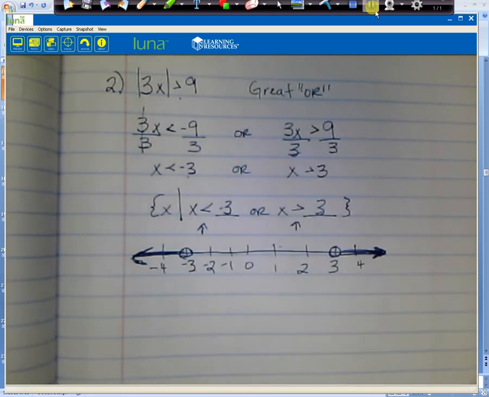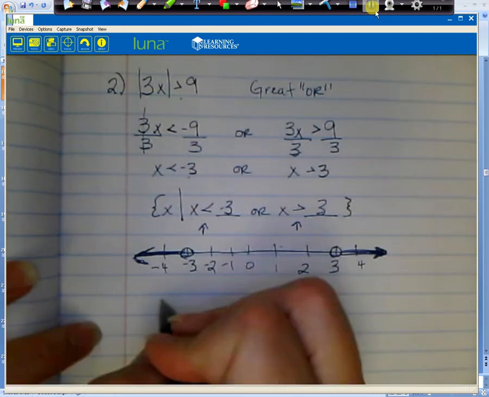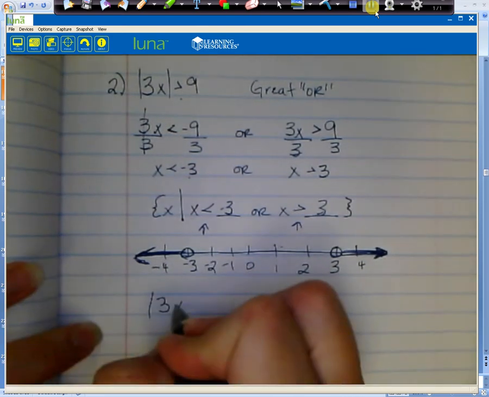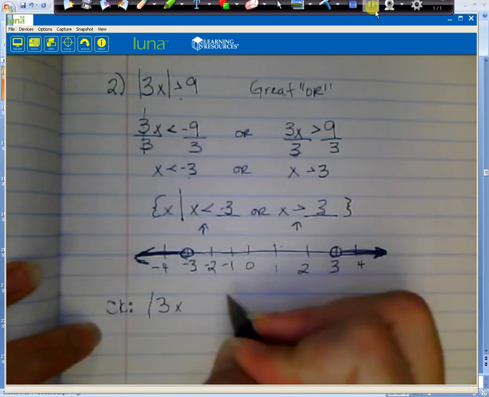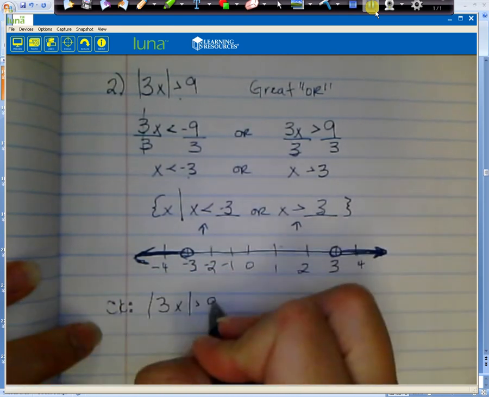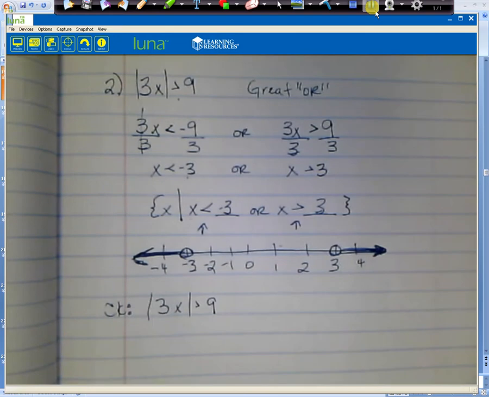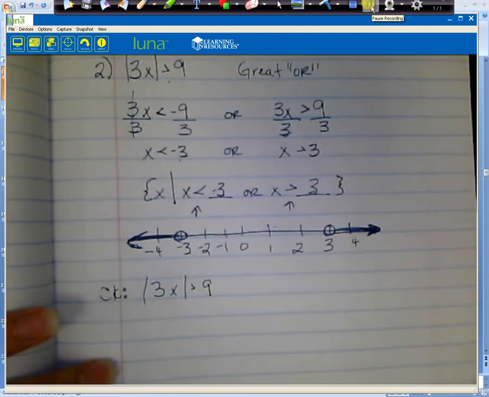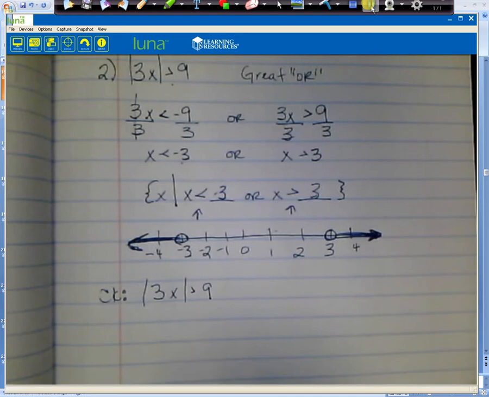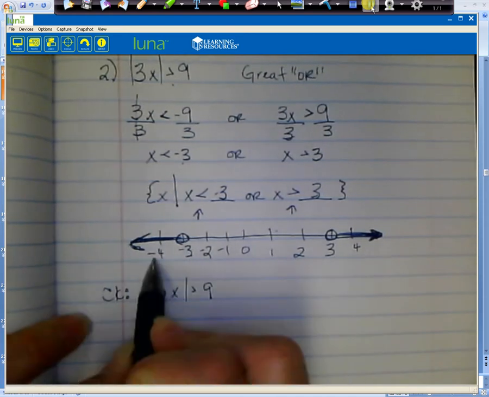So I've solved, I've set, I've graphed, and now I have to check. I have to come back to the original problem to check with, which is the absolute value of 3x is greater than 9. Now I'm going to check. I have to check with two separate numbers. Okay, so I have to check twice because I have two separate shaded regions, and I'm going to check one number in one shaded region and then another number in another shaded region. So I'm going to check with negative 4 and positive 4.